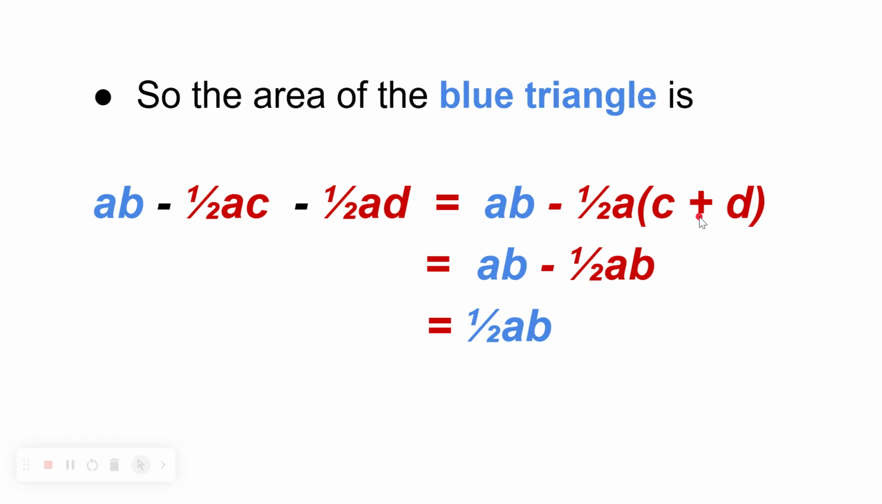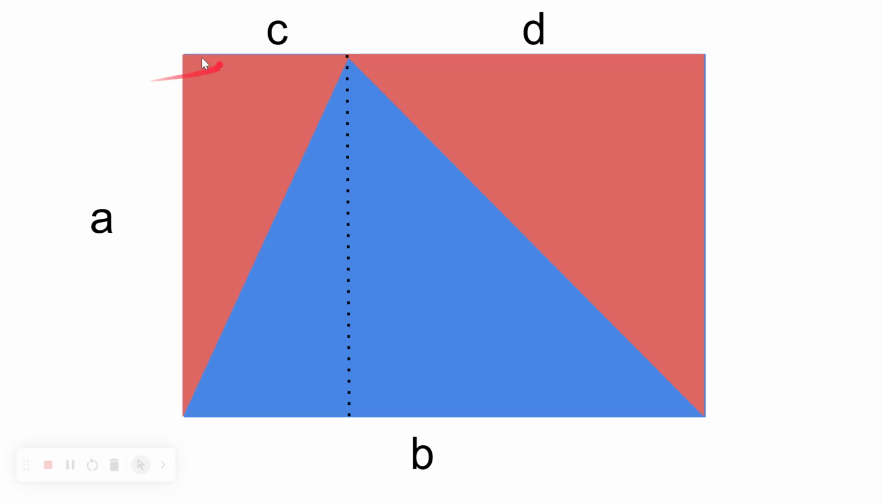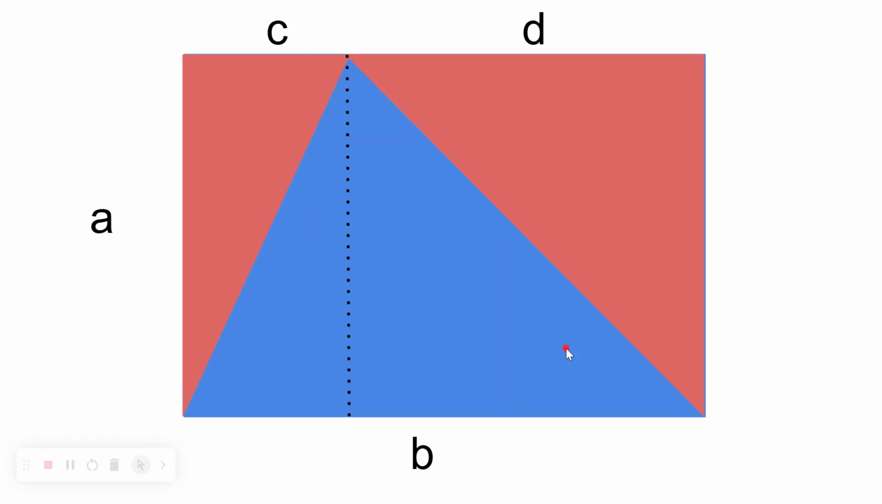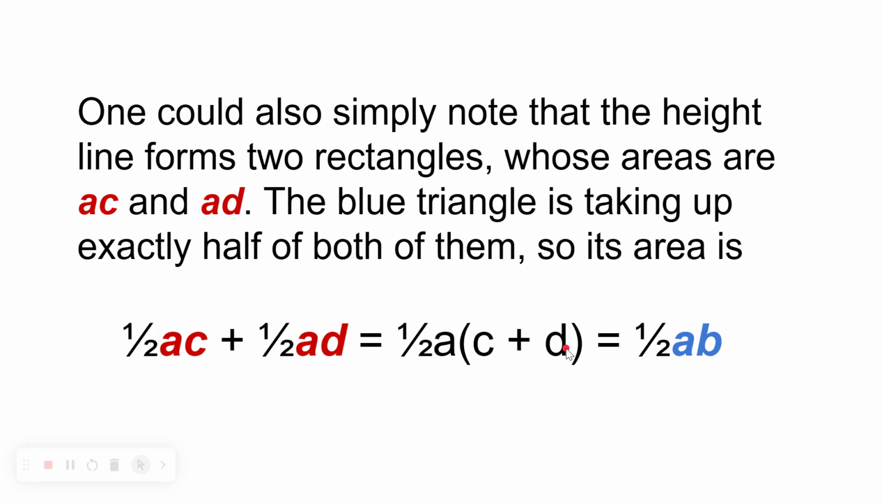And we recall that C plus D is just B, as we talked about. So we can rewrite that as AB minus 1/2 A times, in parentheses, C plus D, which is equal to AB minus 1/2 AB, which is just 1/2 AB. Okay, which is what we have here.